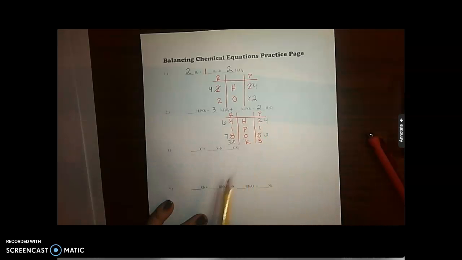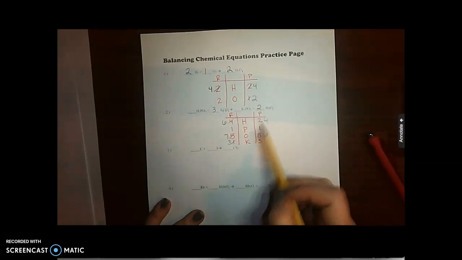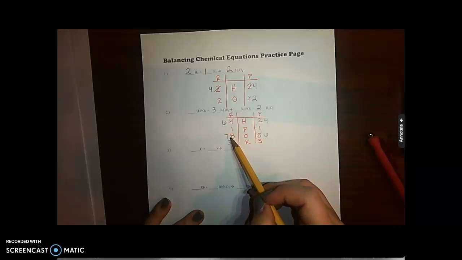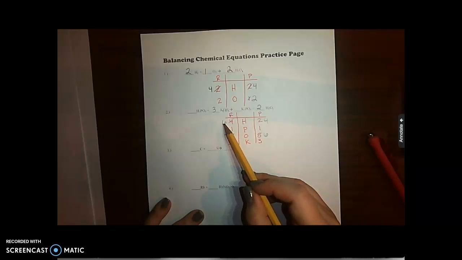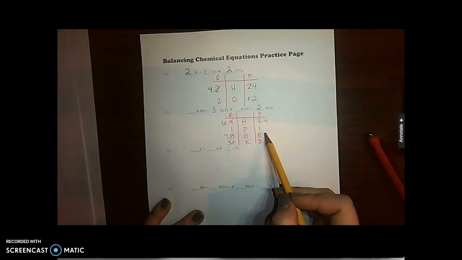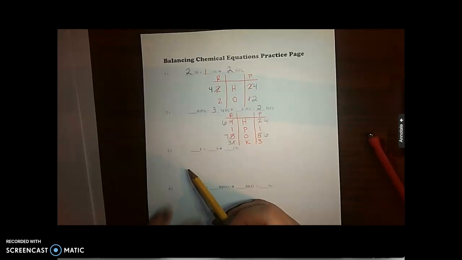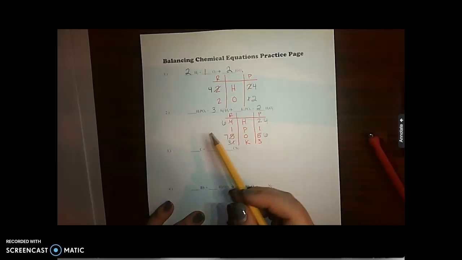So now my potassiums are balanced, and my phosphorus are balanced, but my hydrogen and my oxygens are not. So I'm going to have to rethink this. Whenever you get to a problem, you could see what the lowest number is that these could both be, and try to make these the lowest number, or you can just work backwards and see if you can change some of the things that you've already done to make that work better.